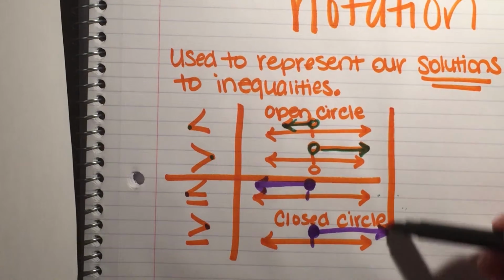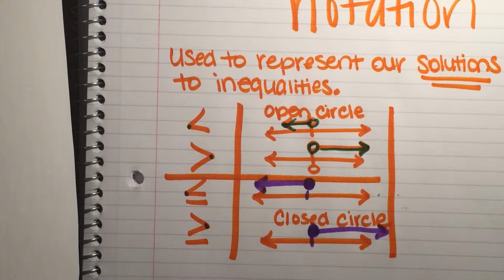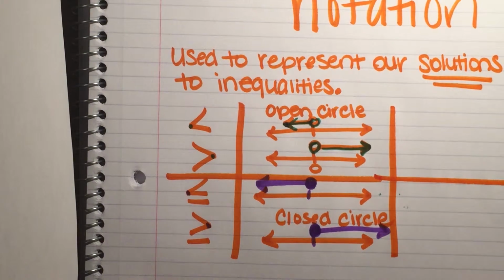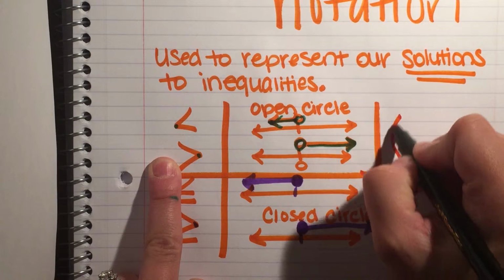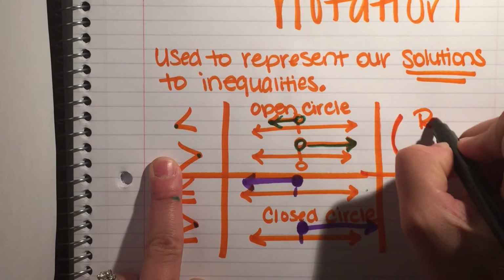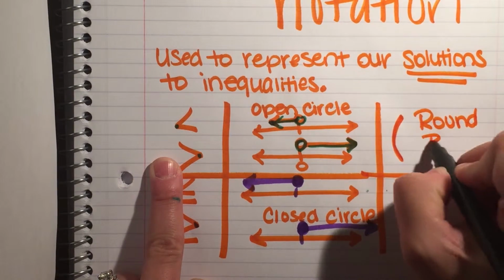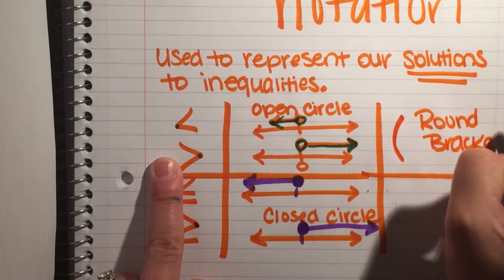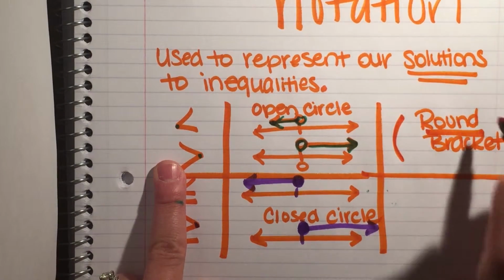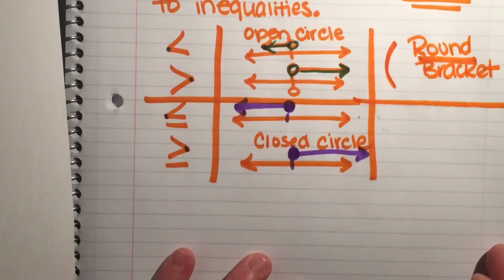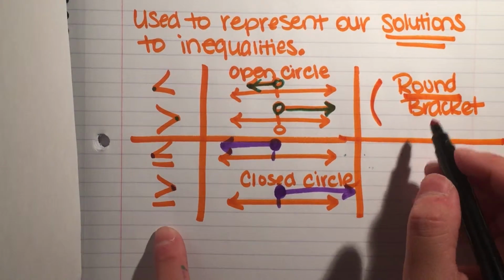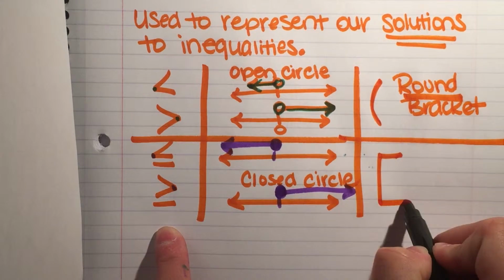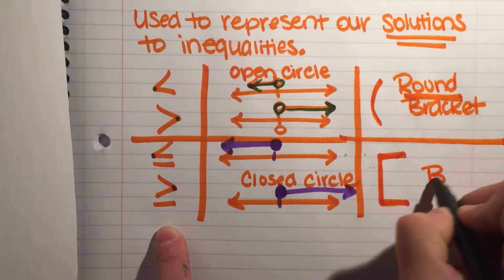Now let's talk about interval notation. For less than or greater than symbols, we want to use rounded brackets. That means it's not included. If we have less than or equal to, greater than or equal to, we want to use a regular bracket that looks like that.